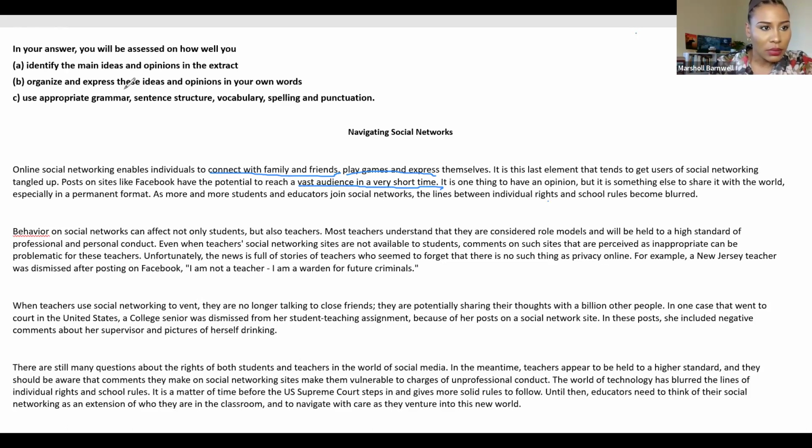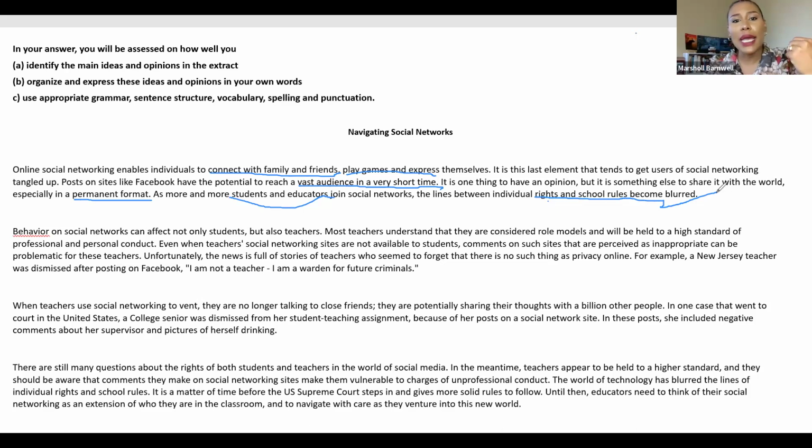Something, especially in a permanent format, right? So here we have permanent format. As more and more students and educators, so we have students and educators, the lines between rights and school rules become blurred. So based on what I have annotated from this first paragraph, here's what I have gathered.